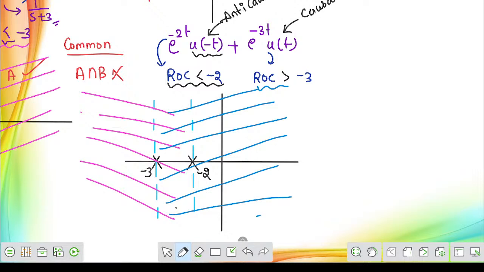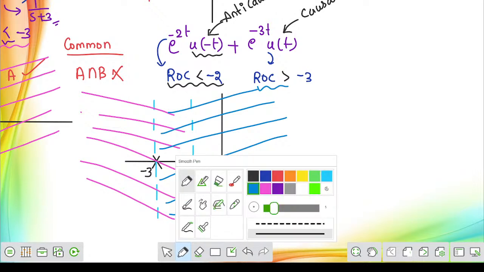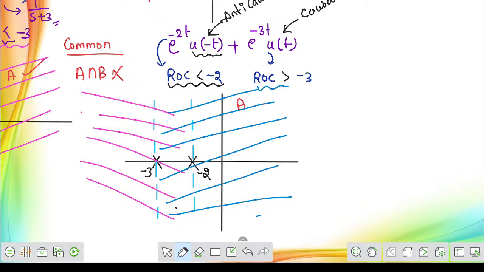After that, whenever we are having more than two signals, it is very important to observe the common ROC. Let me consider this is region of convergence A and this one is region of convergence B. Now identify the common intersection zone between them, A intersection B. Where they have common ground, see there, between minus 2 to minus 3, if you observe, both the ROCs are intersecting each other. Yes. So the common ROC is the resultant region of convergence. The resultant region of convergence strictly lies between minus 2 to minus 3.